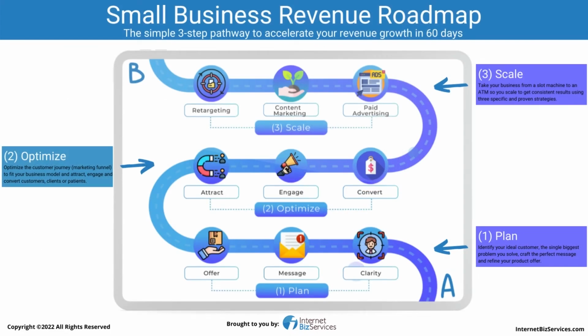Again, here's the overview, and you can see these 3 phases. There's the plan, as we talked about. There's the optimize, which is the marketing funnel in the middle. And then there's scaling the business at the top. And that's where you do paid advertising, content marketing, and retargeting to make your business grow and grow consistently.